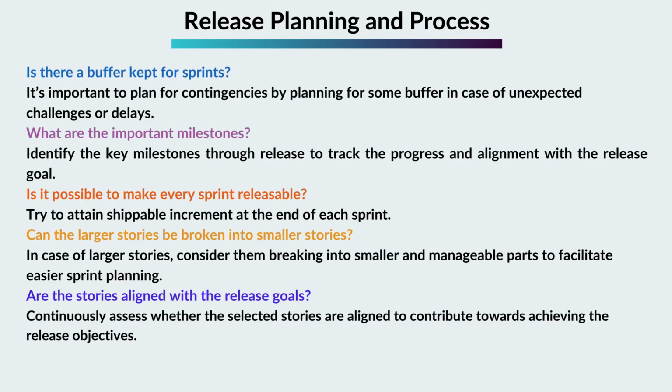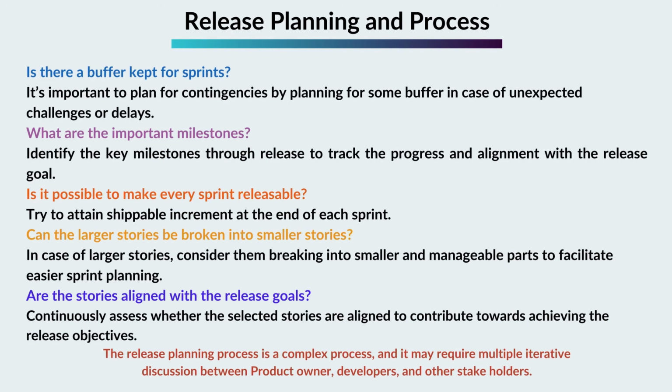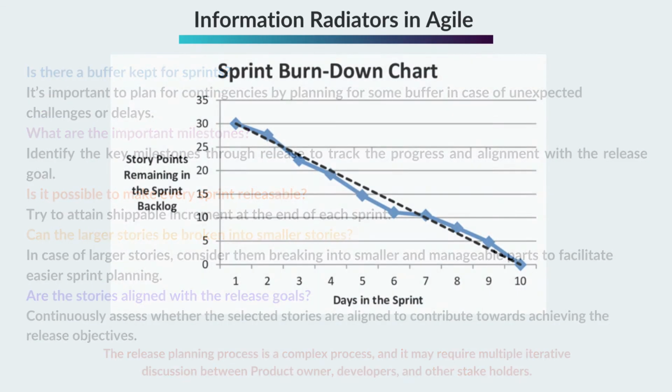Can the larger stories be broken into smaller stories? In case of larger stories, consider breaking them into smaller and manageable parts to facilitate easier sprint planning. Are the stories aligned with the release goals? Continuously assess whether the selected stories are aligned to contribute towards achieving the release objectives. The release planning process is a complex process, and it may require multiple iterative discussions between product owner, developers, and other stakeholders. Information radiators in Agile.